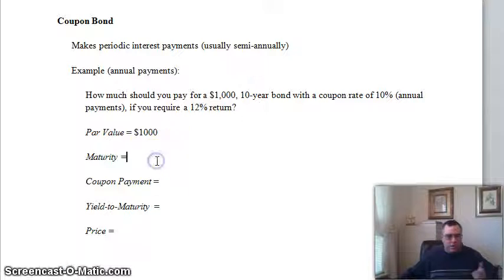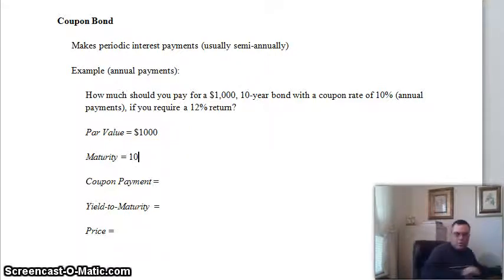Okay, maturity is still 10 years. Coupon payment now is not 0. This is where it changes. You're going to get 10% of $1,000 per year, which is $100, and it's once a year, so you don't have to divide by payments per year. Just divide by 1. So you're going to get $100 a year.